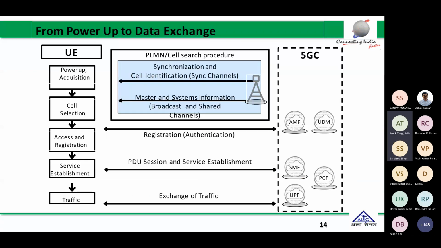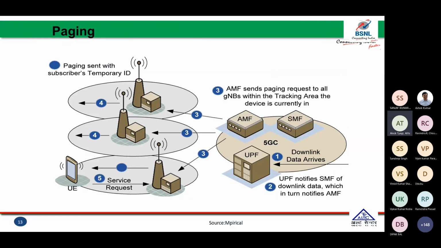Sandeep, hello, am I audible? At the last slide, at point number 2, you mentioned that the UPF only notifies the SMF of the downlink data. Is it possible that we have different SMFs for different channels of data? Likewise, one SMF for downloading.